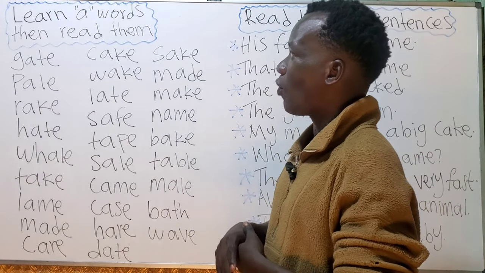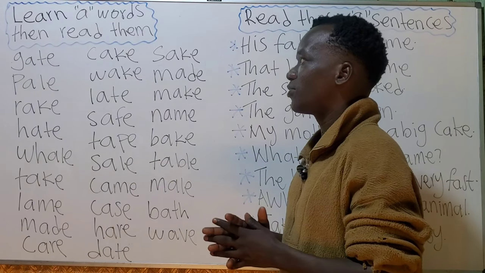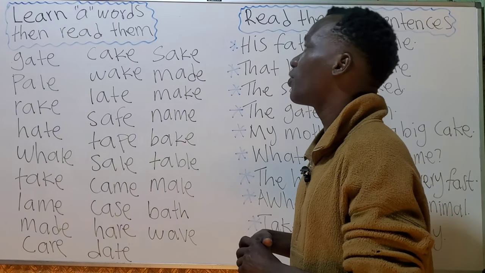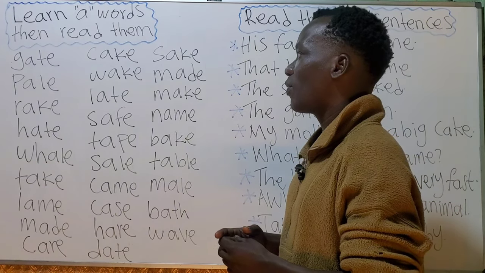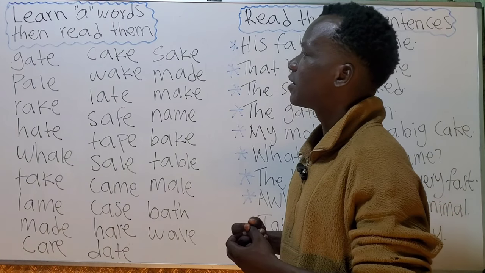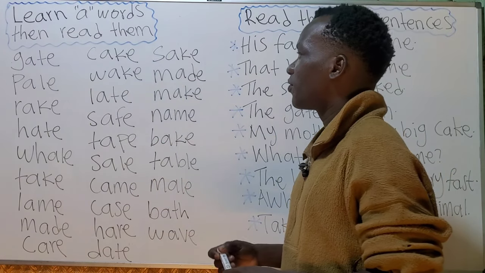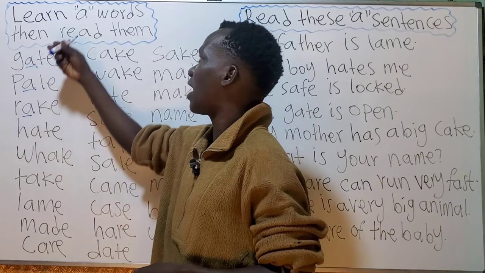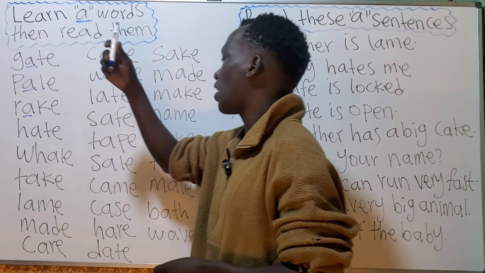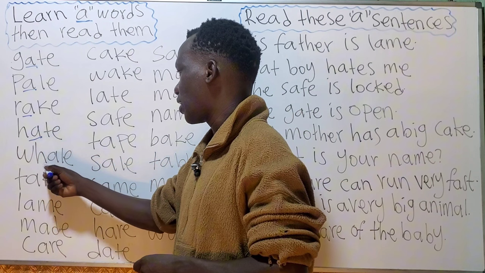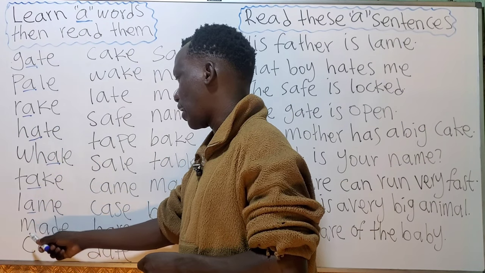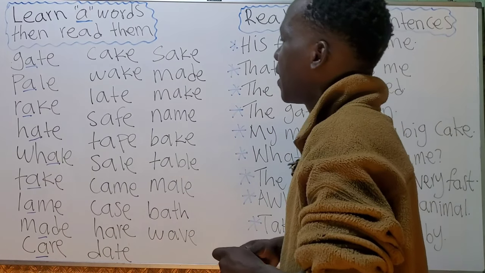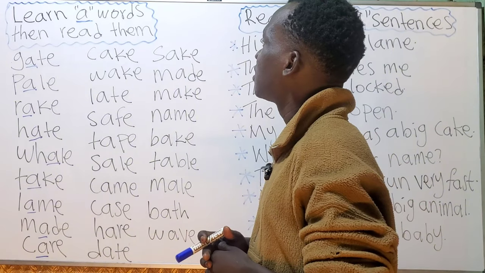Let us see now what we have for today. Today we shall learn A words, then read them. Most of our letters have A, and our heading today is A. If you see these words, it's not difficult at all.